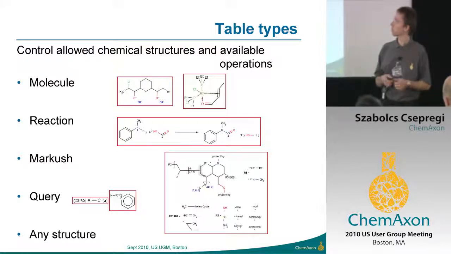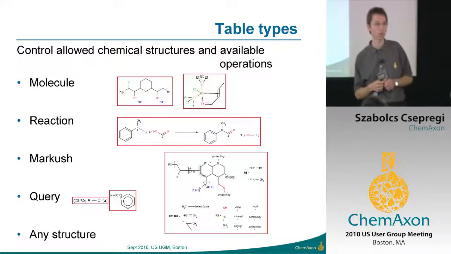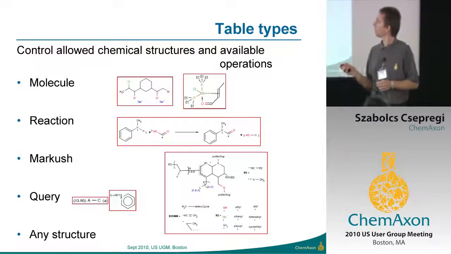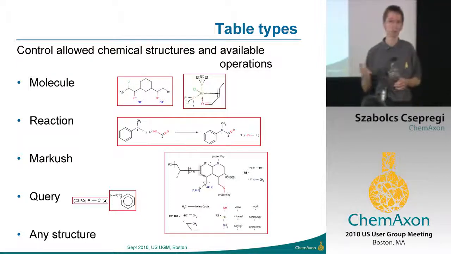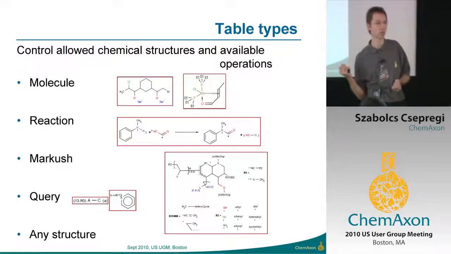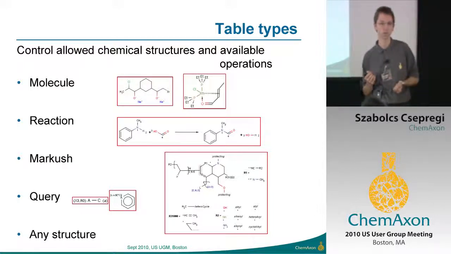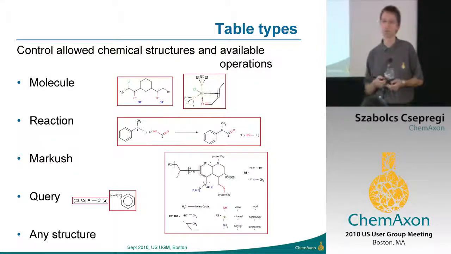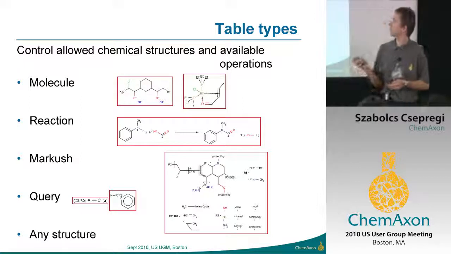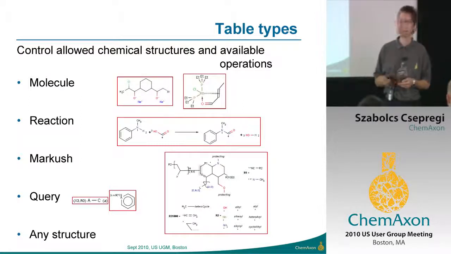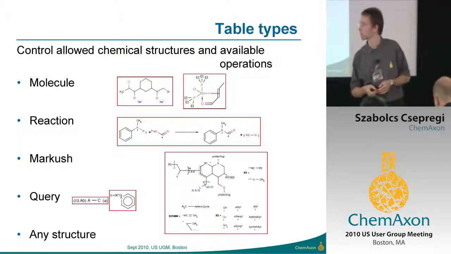The reaction table stores single-step reactions, which can have atom mapping and reactants, products and agents. And one special operation for reaction tables is, for example, a reaction similarity search. And we have different kinds of reaction similarity measures, like we can search for reagent similarity or product similarity or the transformation similarity and so on.